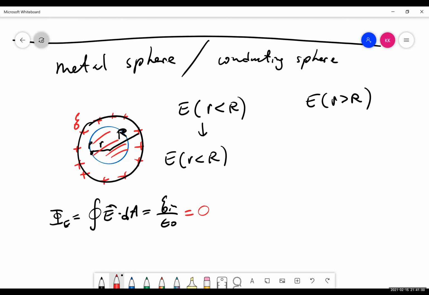That means Q in equals 0. So the right side of the equation equals 0, which means the electric field equals 0 anywhere inside, for r less than the radius. This is true for the metal or conducting sphere.